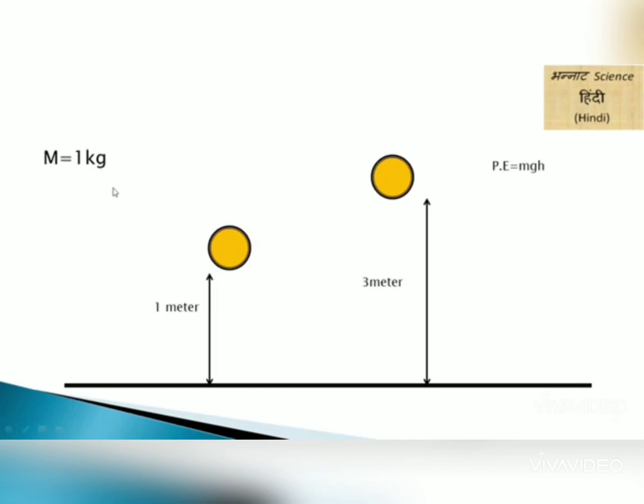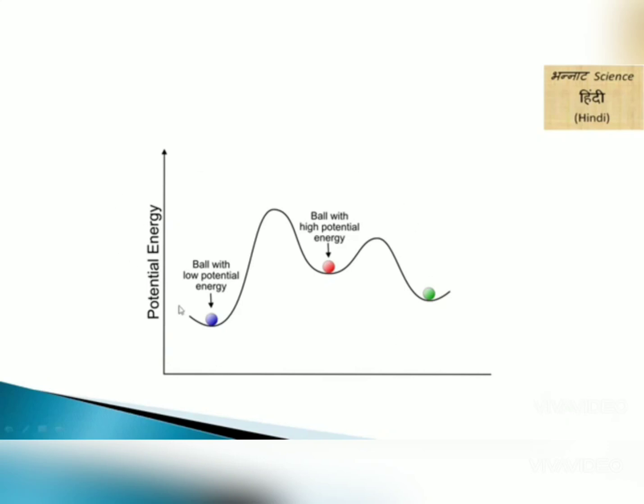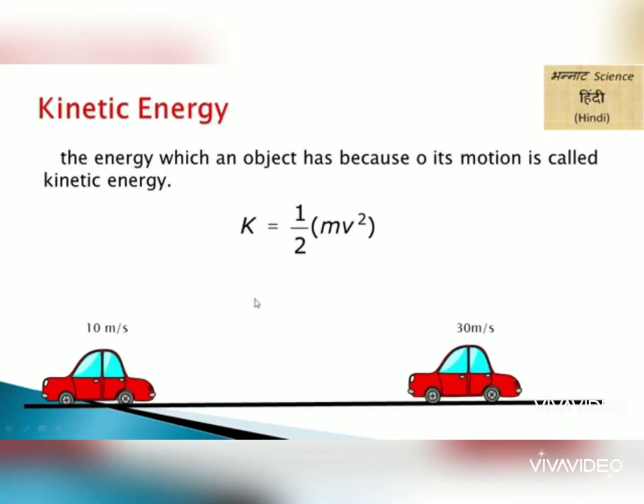As you can see, there are two balls, each having a mass of 1 kg, but one ball is at a height of 1 meter from the ground and the other ball is at a height of 3 meters from the ground. So which ball will have more potential energy? When we put it in the formula mgh, the mass of the ball is 1 kg, g is 9.8, and h is 3 meters for the second ball. From that we get that the second ball has the greater potential energy. Now here you can see a blue ball, a red ball and a green ball. Which will have the greater potential energy? Of course, the red ball, due to height.